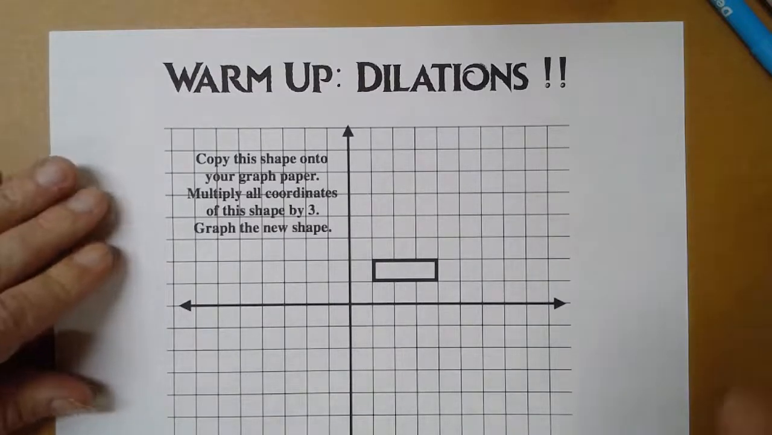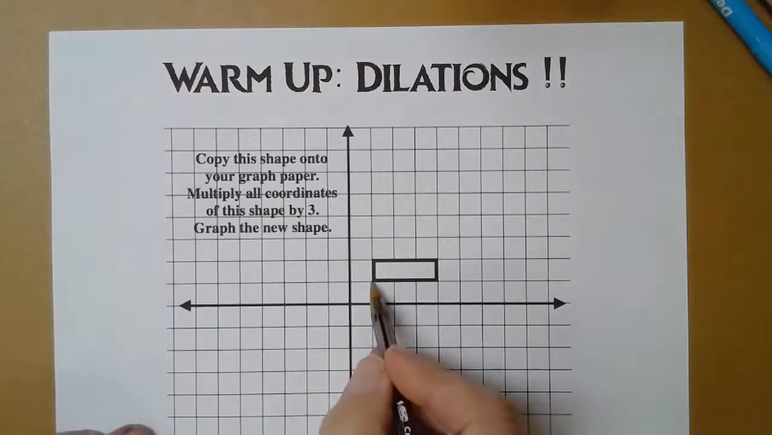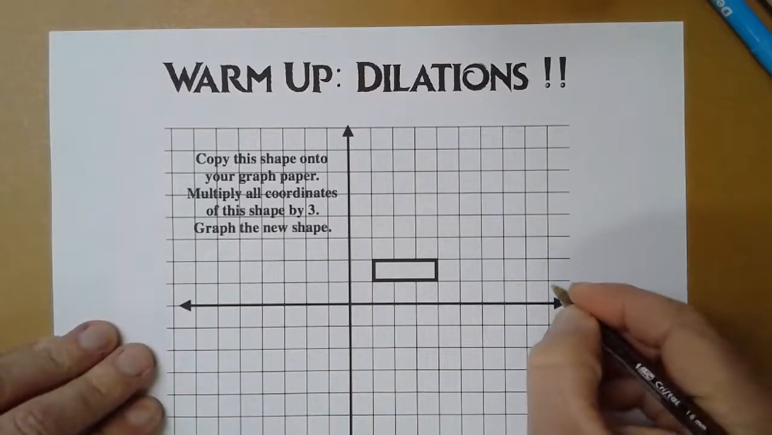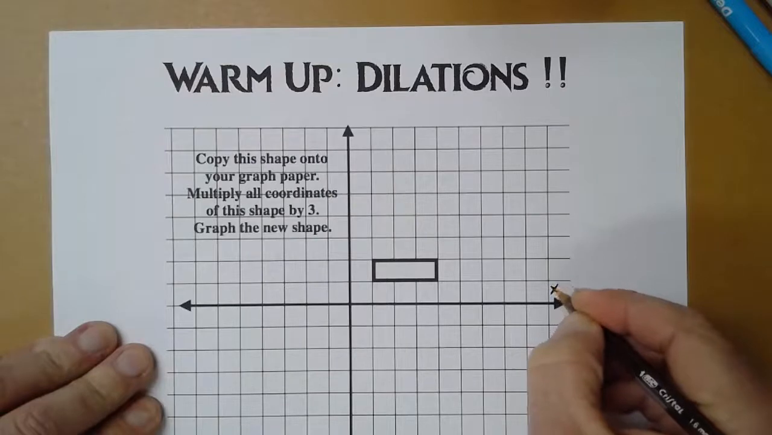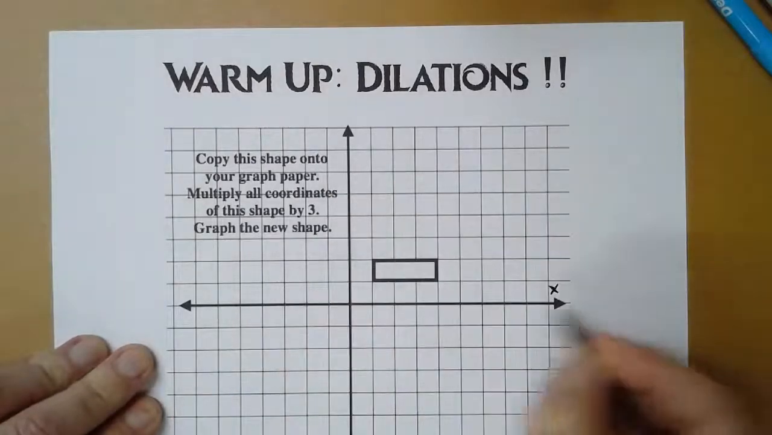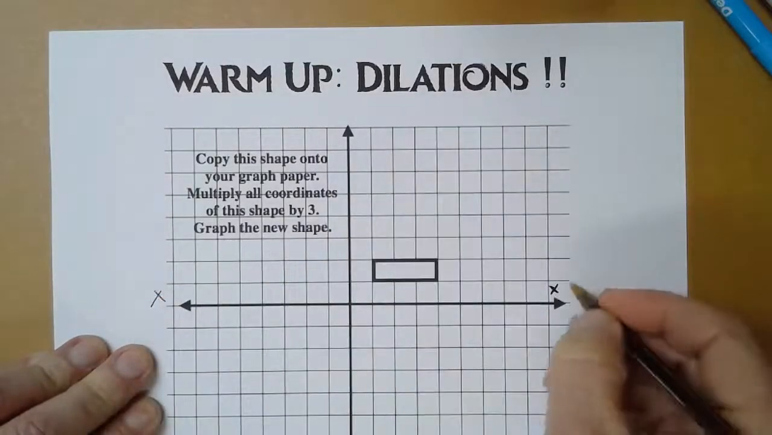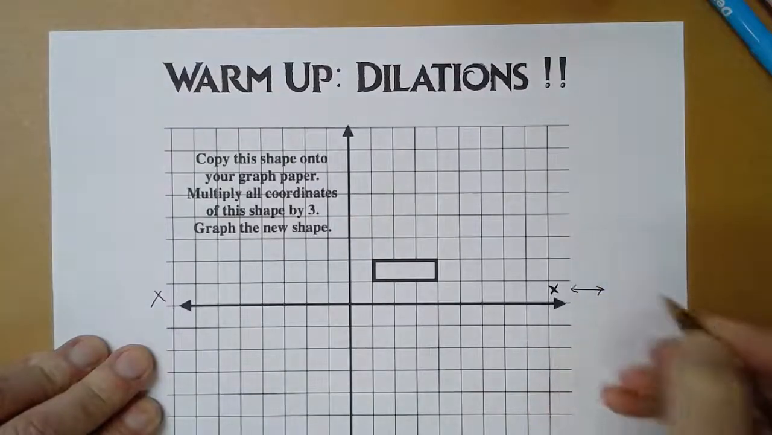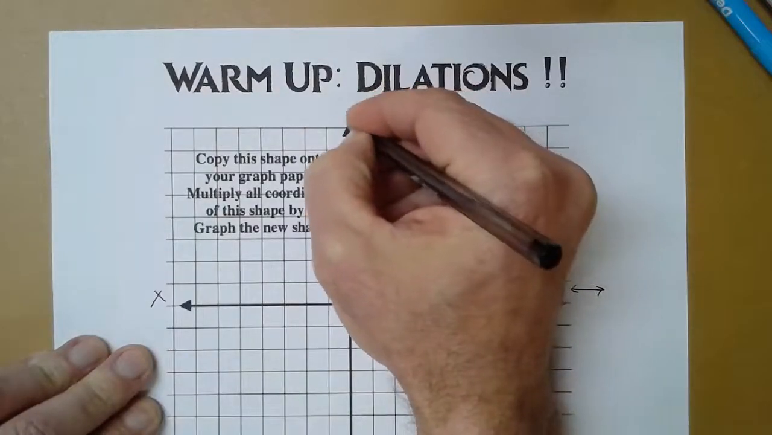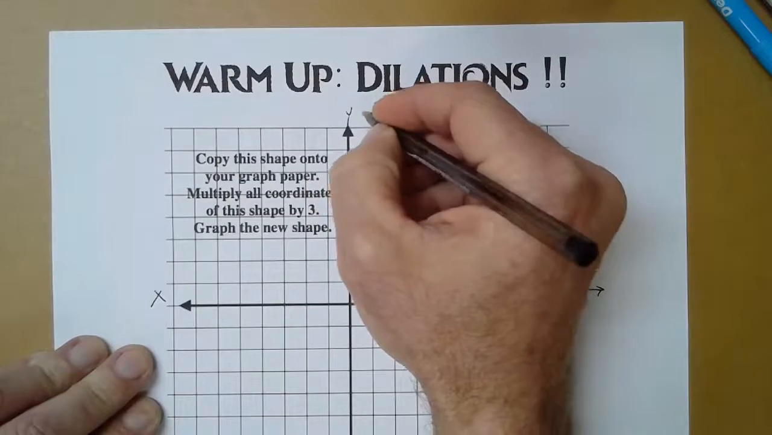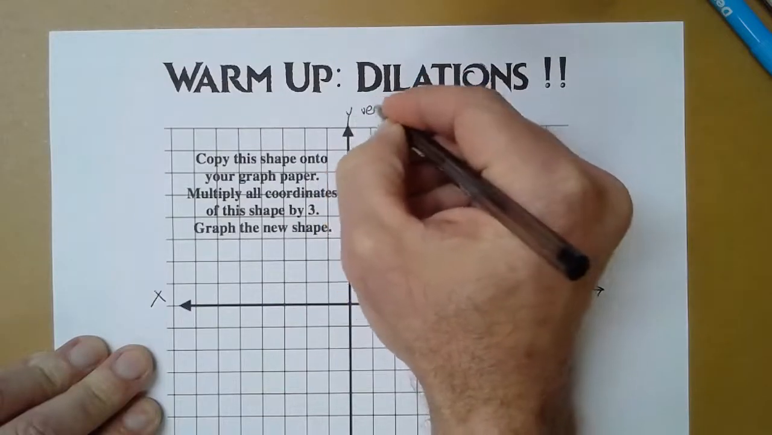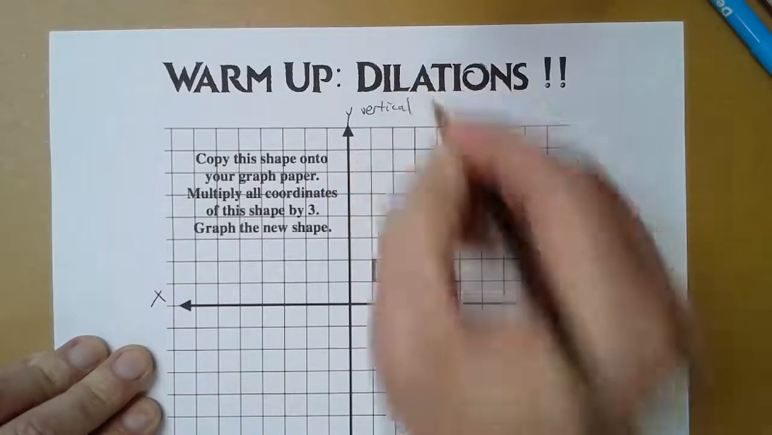But one thing I need to do is label these coordinates just for review's sake. I'm not trying to insult you, but remember this is the x-axis, which is horizontal, and this is the y-axis, which tracks vertical movement.